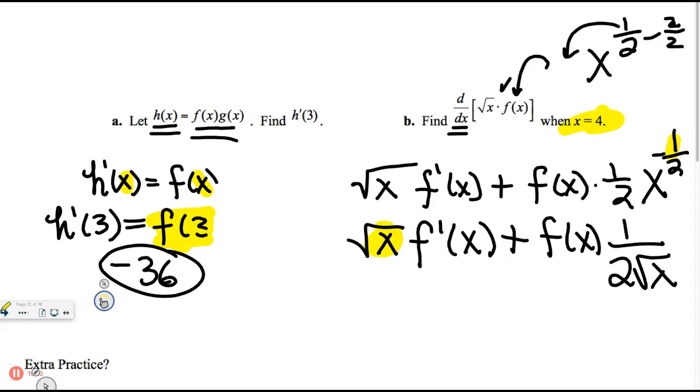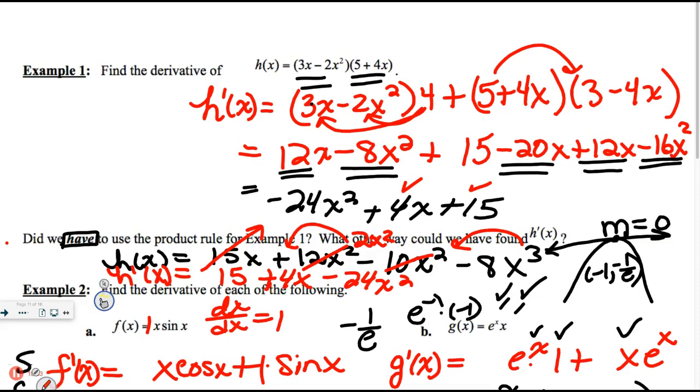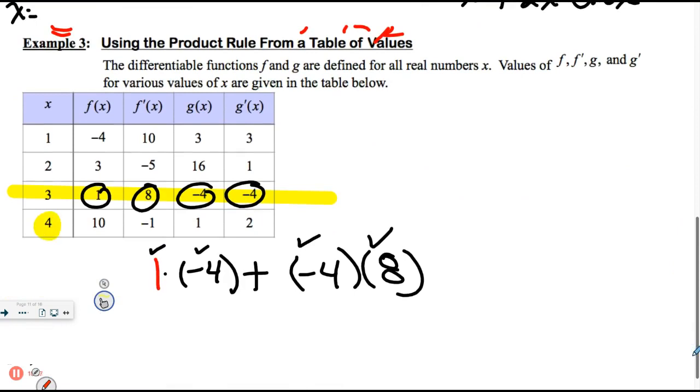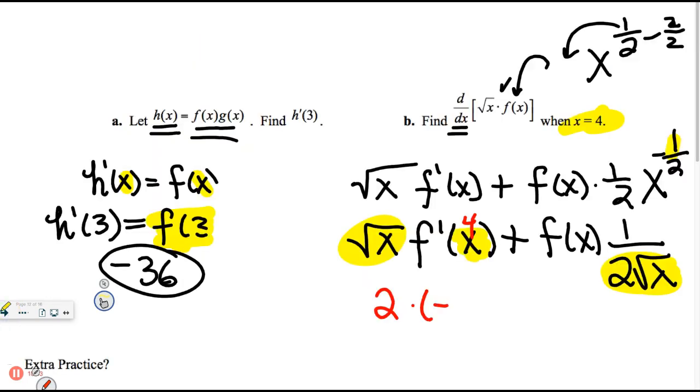Now, the non-tabular parts at 4, which is this and this, are just arithmetic. The square root of 4 is 2 times... Now, I go to my table to find f prime of 4. So back to my table, back to where x is equal to 4 this time. And I wanted f prime of 4, which is negative 1. So, negative 1 plus f of 4.